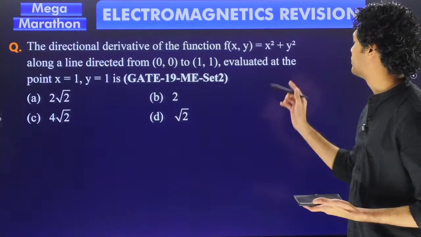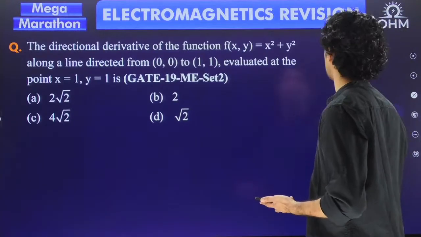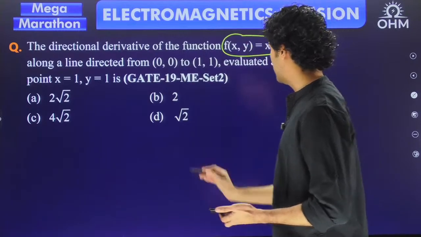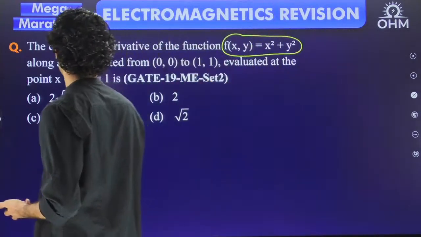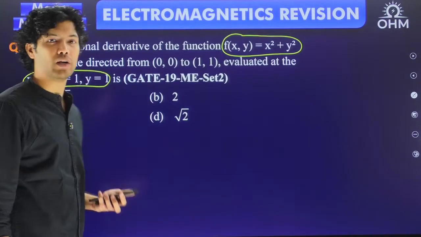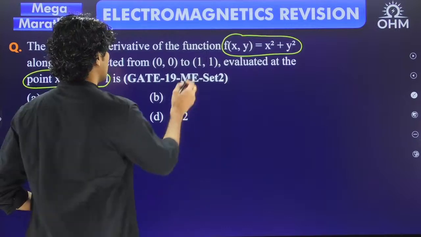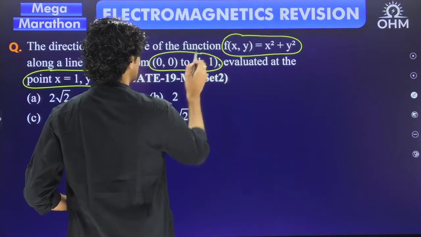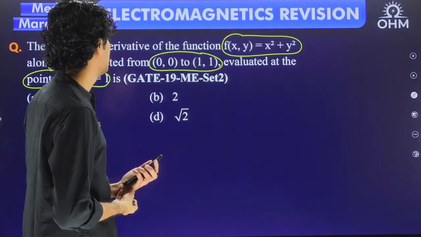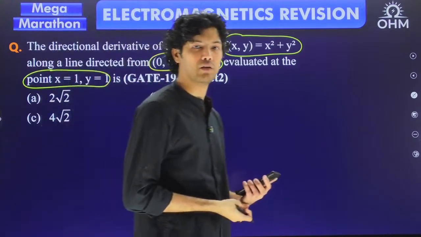Directional derivative of the function. This is the function now. The point is given to you, entirely in terms of 2 dimensions. So the point is also given, but the direction is not directly given to you. You have been told that you are starting from some initial point, going to some final point. So in this case, please find out what is the directional derivative.